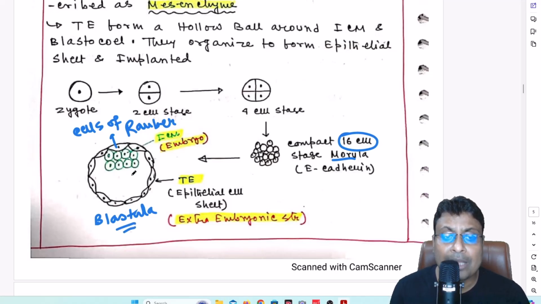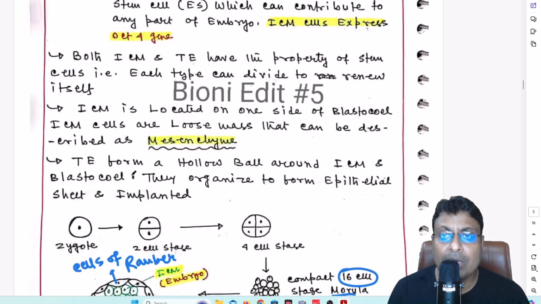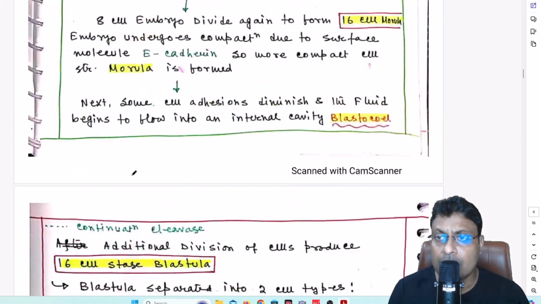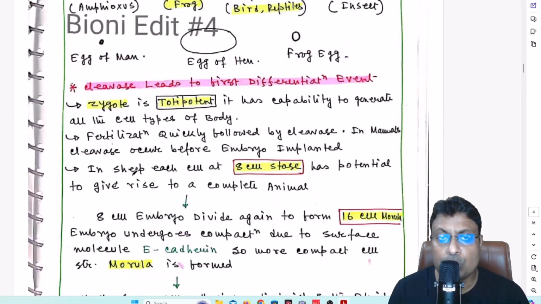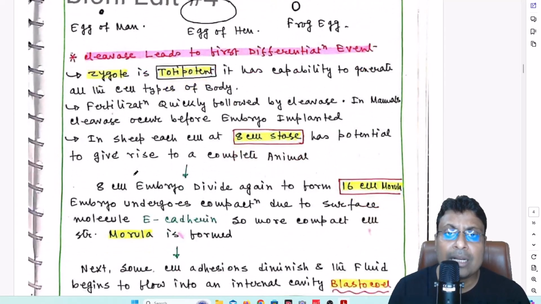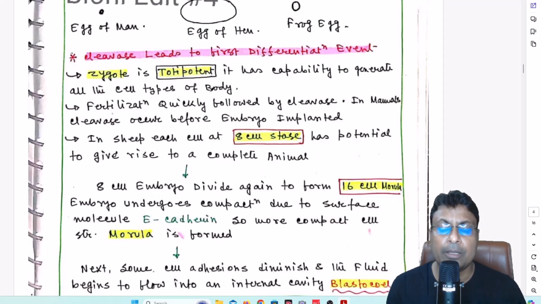Then how the blastula is formed in the sheep, we will discuss it, and this is very important, and you should have this concept of how the cleavage leads to the first differentiation event. The zygote is a totipotent stem cell. Totipotent means it has the capability to generate all types of cells in our body.